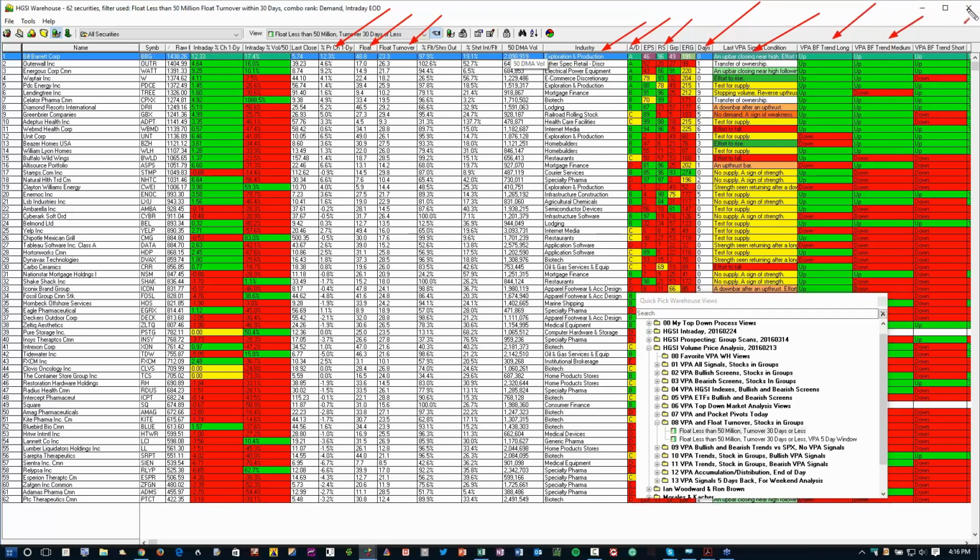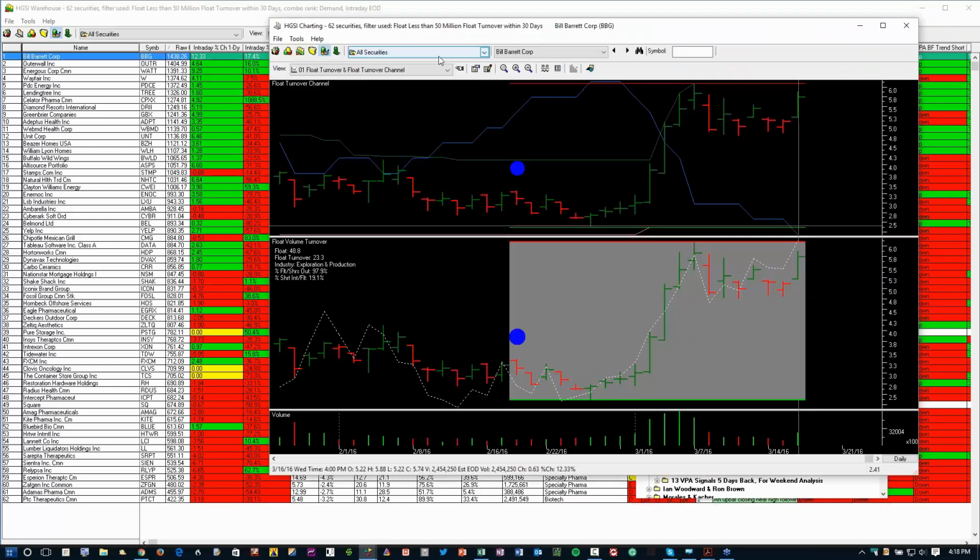And look over here at these trends. There are confirmations on the long, medium, and short-term trends. So this is good information to know, and it's all right in here.